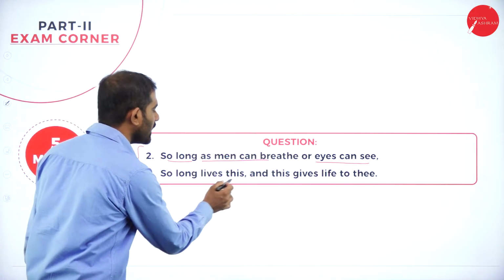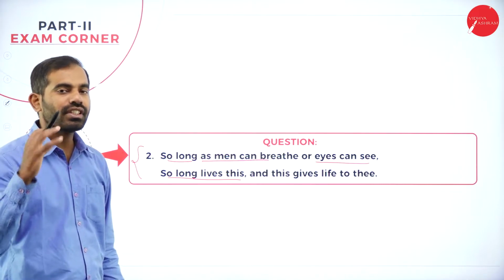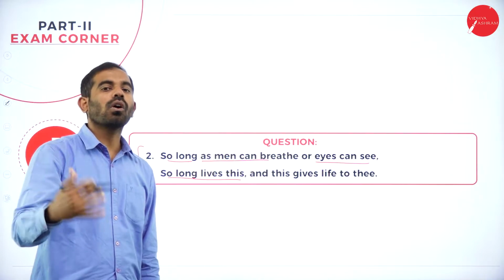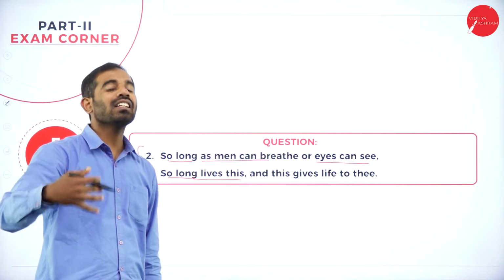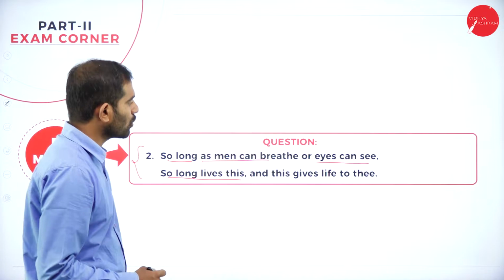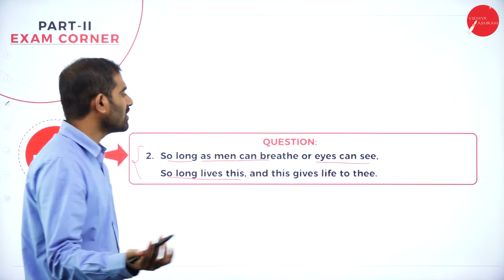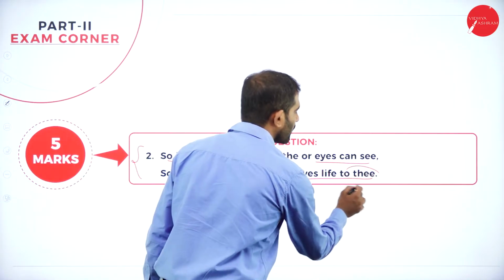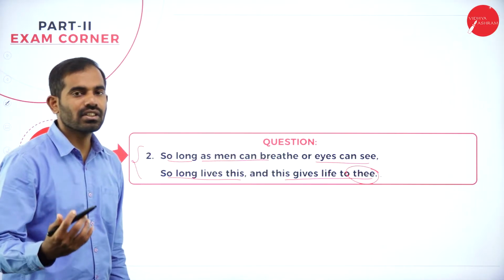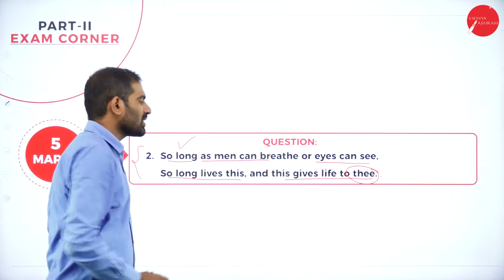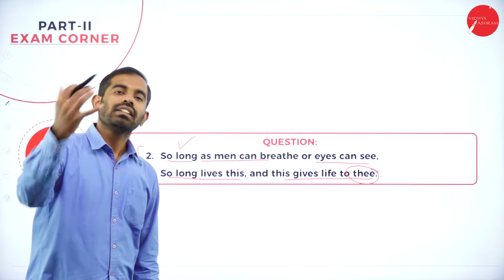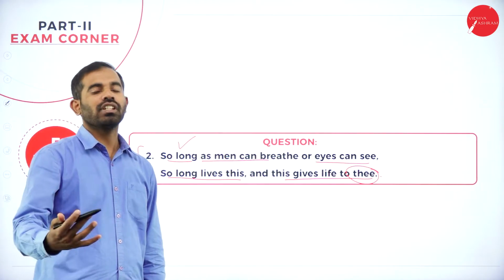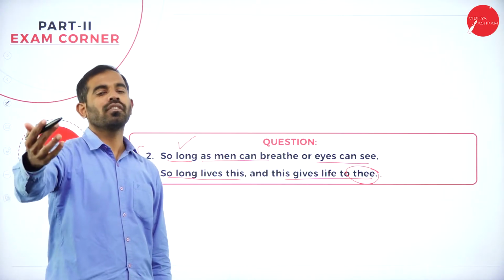"So long lives this." So he is saying that as long as there is a living creature on planet Earth, you are going to be alive in the memory of all living creatures, or maybe whoever reads this. "And this gives life to thee", and this gives life to you. In the sense, once a person reads this poem, this companion of Shakespeare will be taking rebirth again, and goes on to live further.